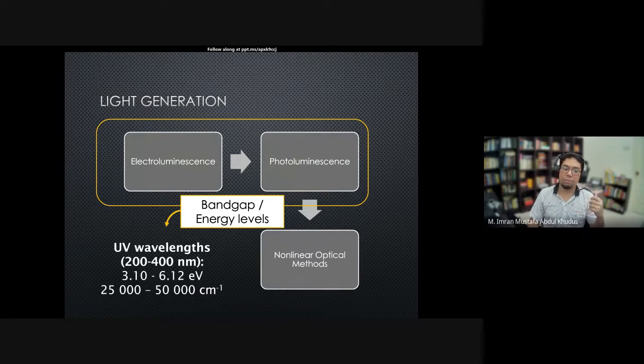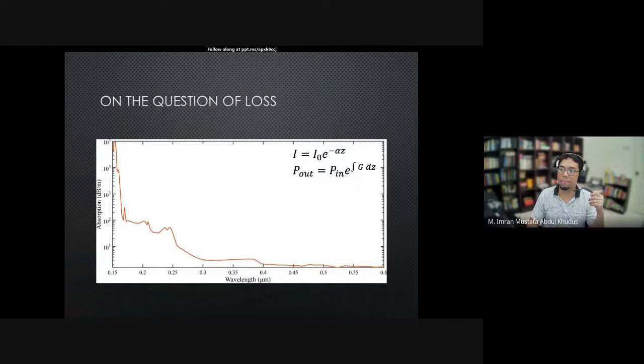And for UV wavelengths, the band gap or the energy level that we're looking at has to be between 3.1 to 6.12 eV, or the 200 to 400 nanometer range. The reason I'm talking about this is because there are actually very few materials which have those properties. And so this limits what we can use for light generation in the UV.